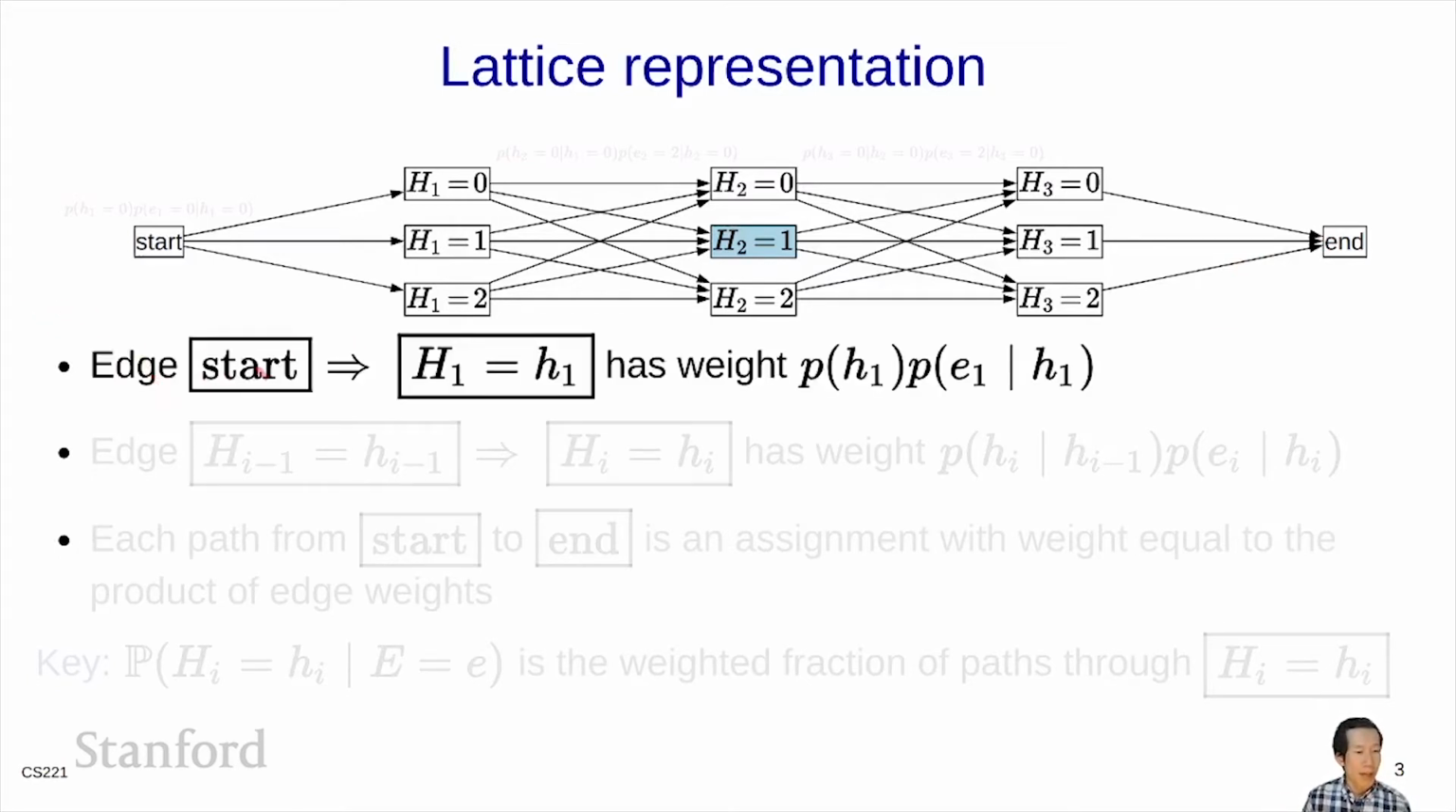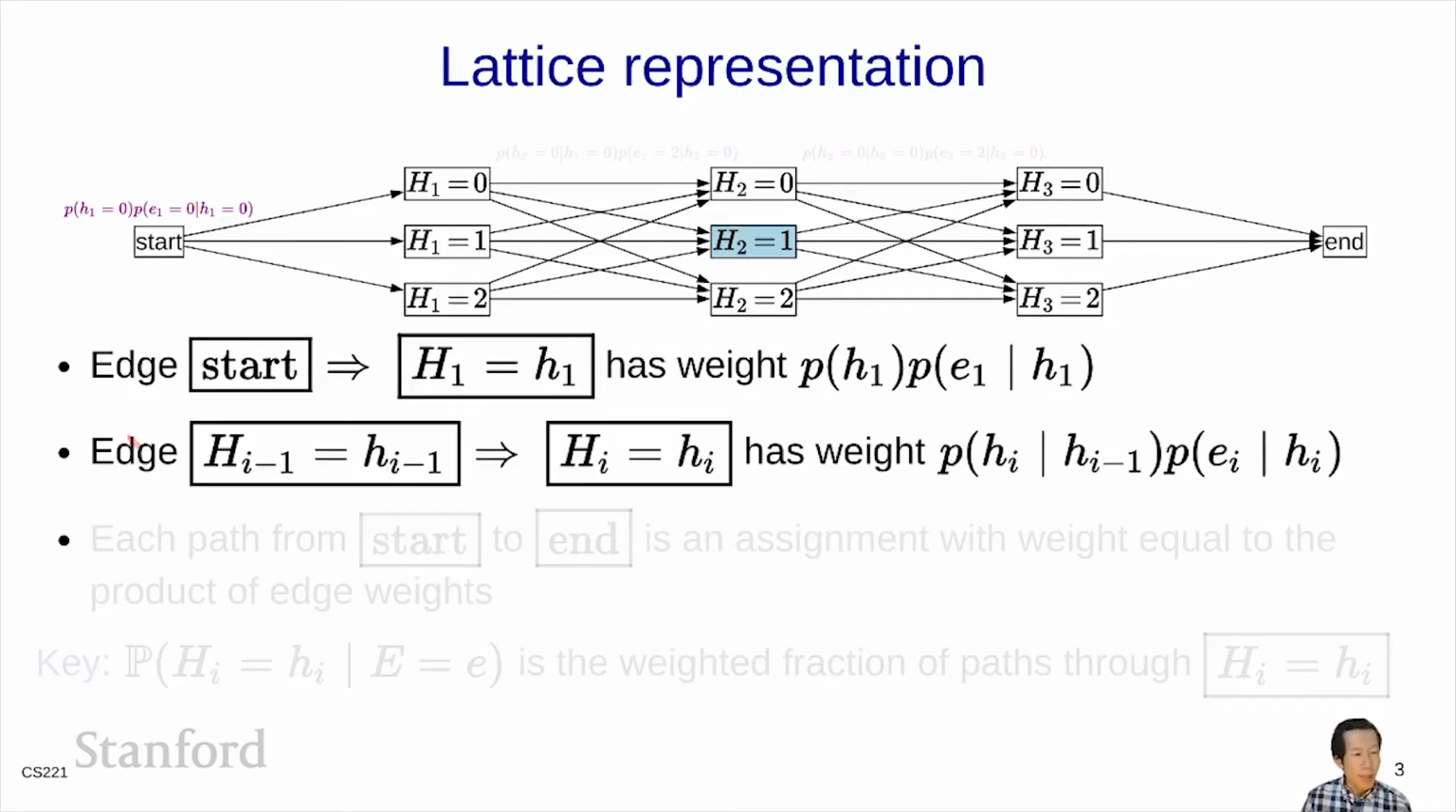Now I'm going to attach weights to the edges. An edge from start to any of these initial states has weight equal to the start probability times the first emission probability. For example, this edge here has weight probability of h1 equals 0 times probability of e1 equals 0 given h1, because e1, remember, was observed to be 0. So I've plugged in that evidence.